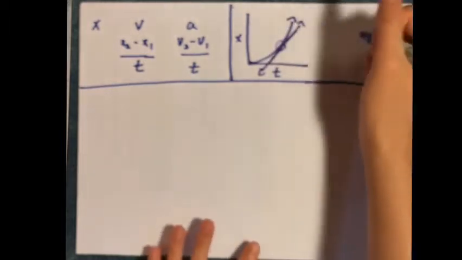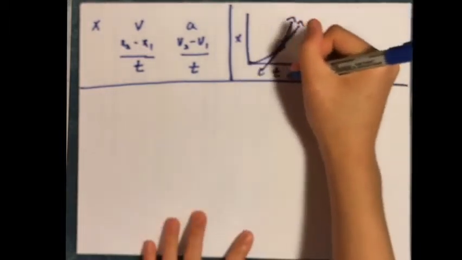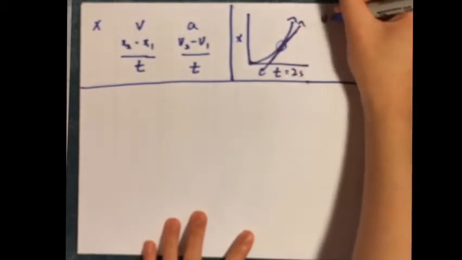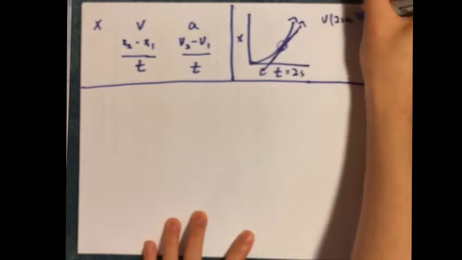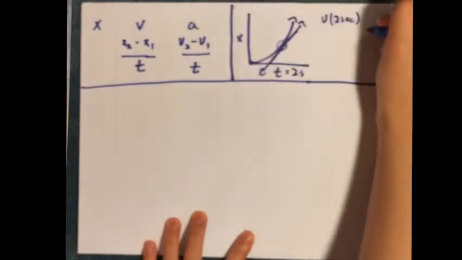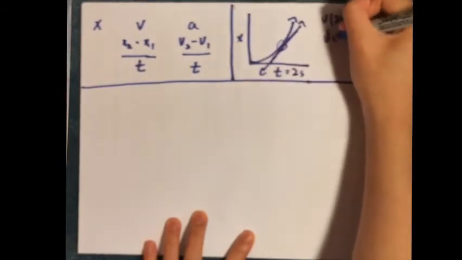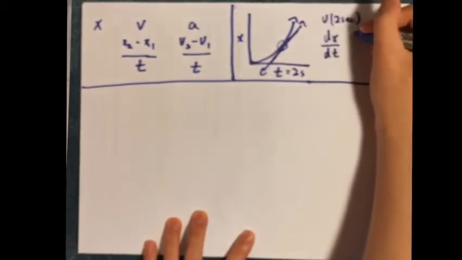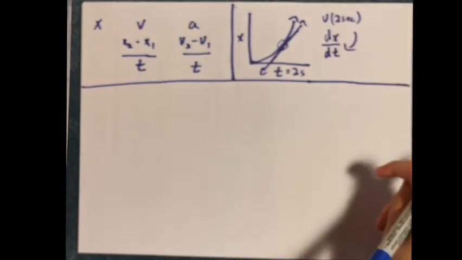So if I wanted to find v, let's just say this is t equals 2 seconds. If I wanted to find v at 2 seconds, I would have to take the derivative with respect to time and then plug in 2 seconds to get the velocity.